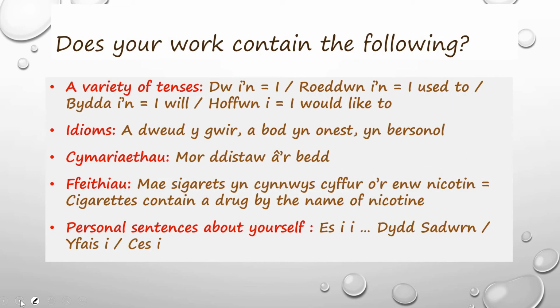Then we want you to reflect. Now, does your work contain the following? So again, bullet point 1, a variety of tenses. Dwi'n for I. Roeddwn i'n, I used to. Fydda i'n, I will. Hoffwn i, I would like to. Now you could change those into the third person as well. Mae ein, mae hi'n. Roedd ein, roedd hi'n. Bydd ein, bydd hi'n. Hoffai e, hoffai hi. Again, then that adds more of a variety to the writing.